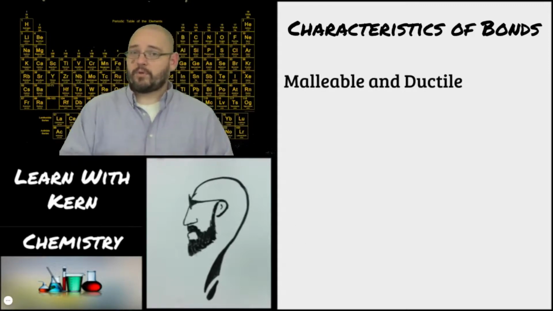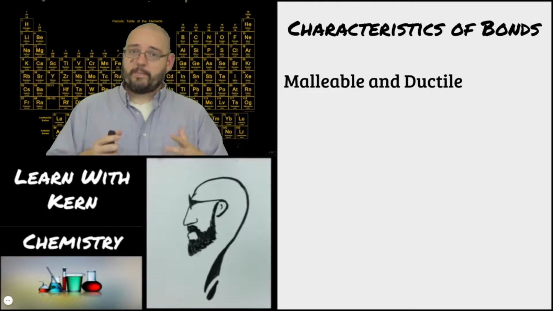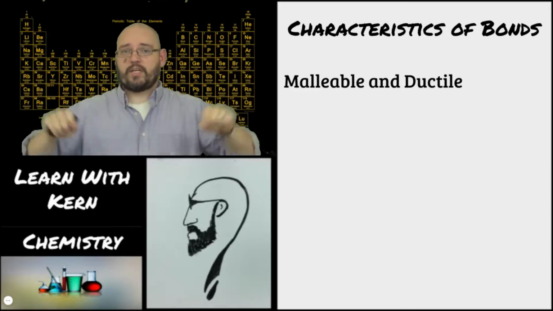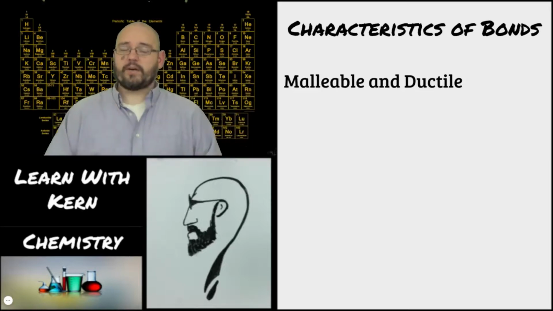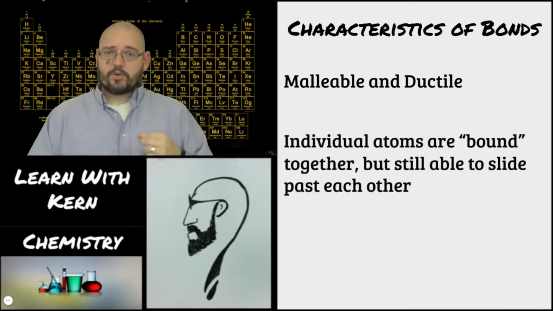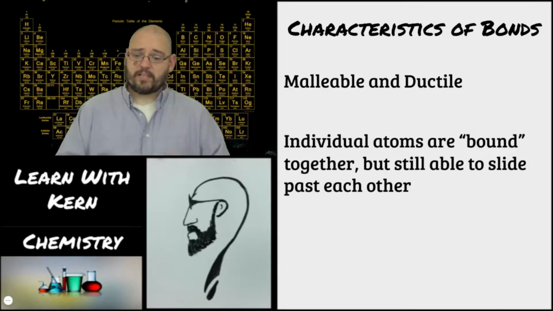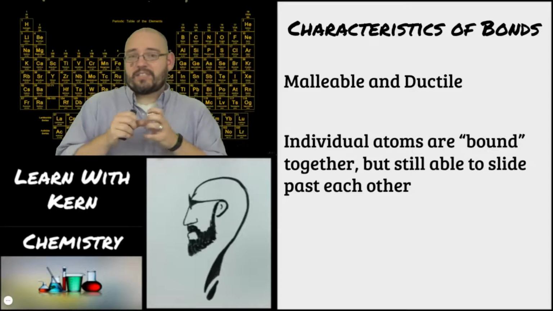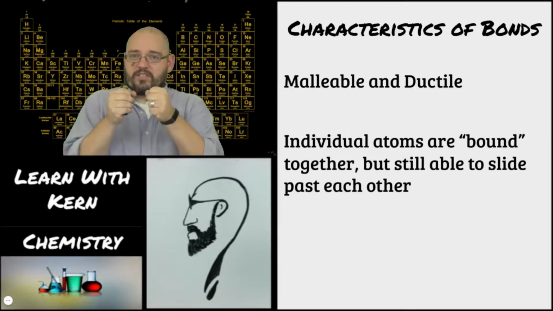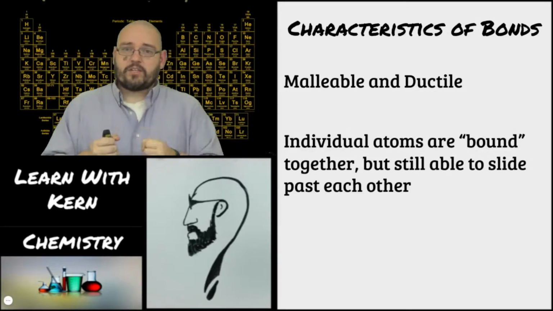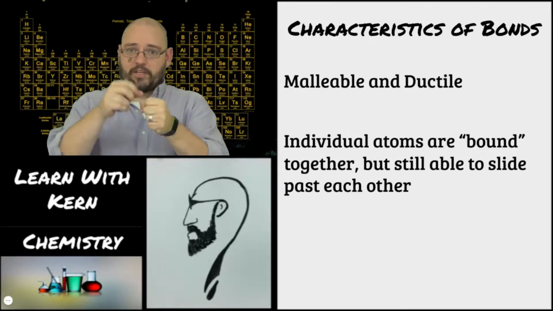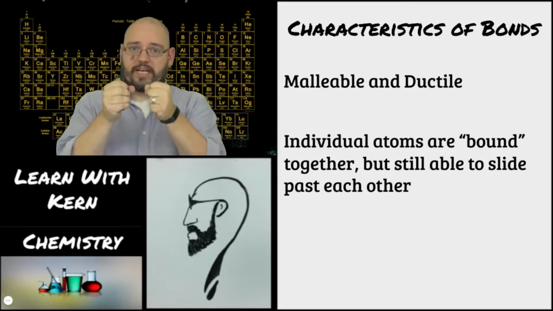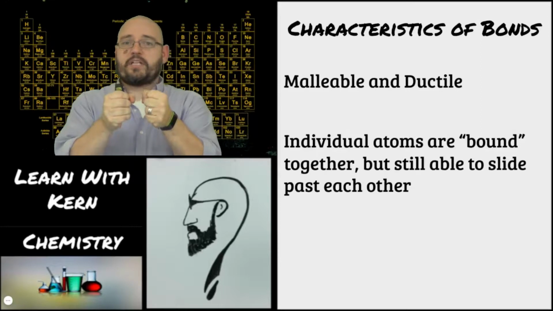Metals are malleable and ductile. If you remember, malleable means it can be flattened or pounded into sheets. Ductile means it can be drawn or pulled, stretched into a wire. This happens because of metallic bonding, because individual atoms are bound together, but they're still able to slide past each other. So they're not stuck in a rigid structure like a salt crystal of sodium and chlorine. You've got that crystal structure where they're all stuck rigidly by their electrostatic charge.